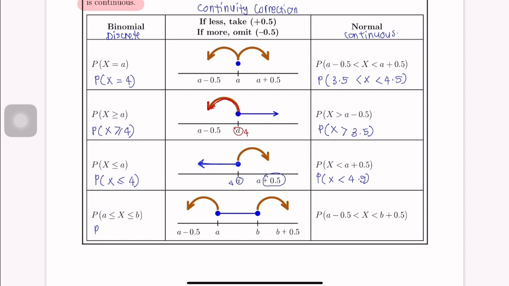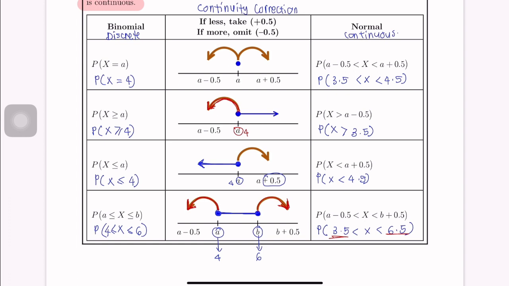For example, if we have probability x between a and b, and I change it to numbers, x between 4 and 6, then after continuity correction we will have 3.5 and 6.5. As we can see from this number line, this one is 4 and this one is 6, and we only want between 4 and 6. But for CC, we take 0.5 less than 4, outside the blue line, and 0.5 more than 6, outside the blue line. That's why we have 3.5 and 6.5. So that is continuity correction.